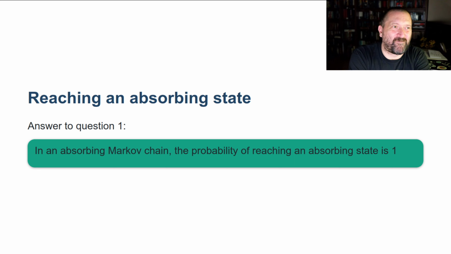Except for the first one, which is more a probability issue. The first question was, what's the probability of reaching an absorbing state? Well, in an absorbing Markov chain, with probability 1, you'll end up in an absorbing state. It might take the chain very, very long until it does, but from a probability point of view, the probability is 1 that you will be absorbed.